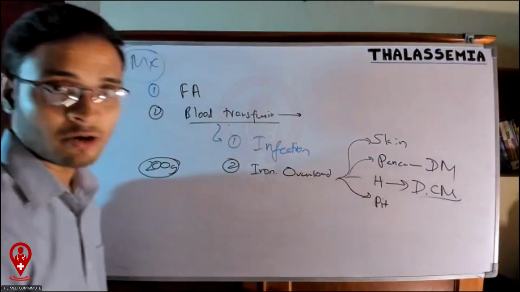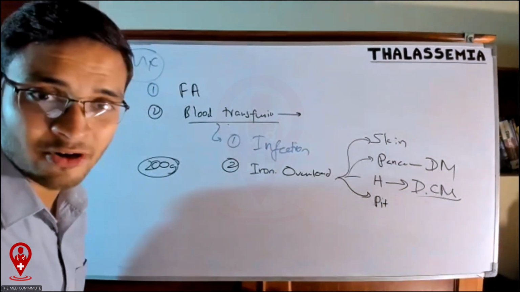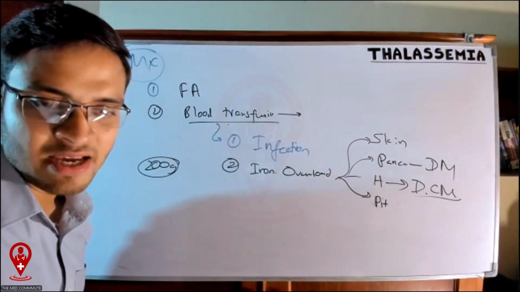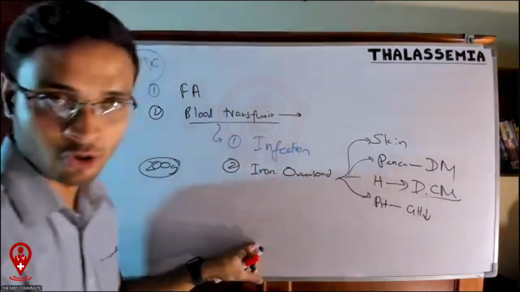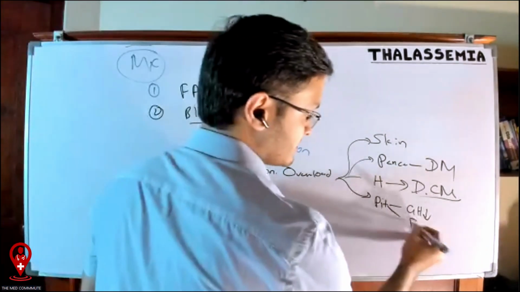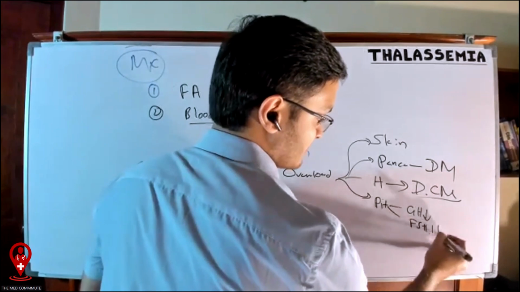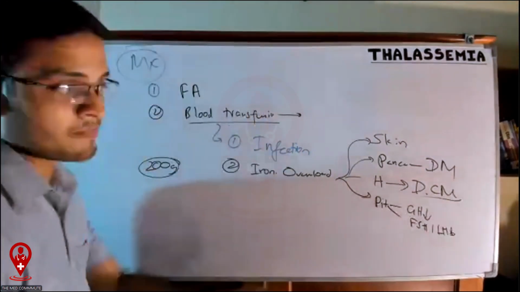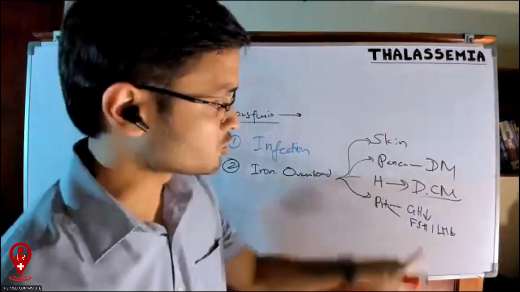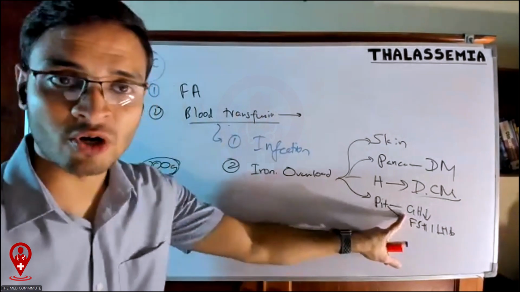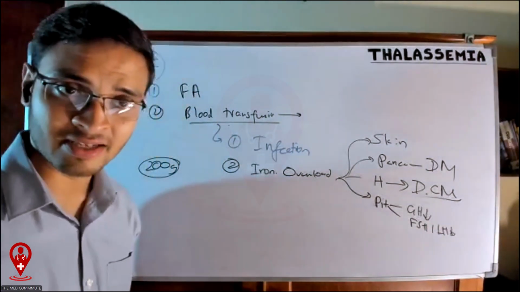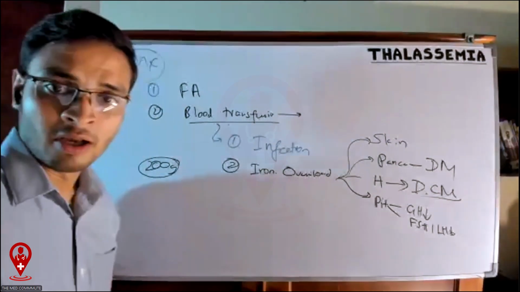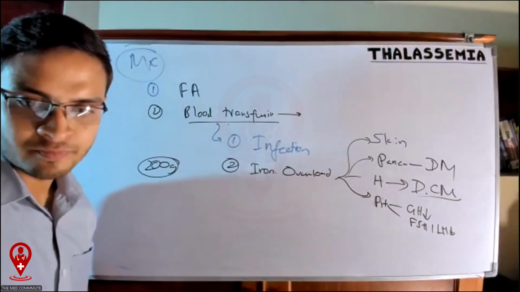Pituitary gland. Now, you all know the pituitary. This is our master endocrine gland. If it is involved, what can happen? Growth hormone reduces. FSH-LH will reduce. Like that, guys, multiple hormonal involvement will be there. So this is another reason why this child is going to get failure to thrive, growth retardation, absent secondary sexual characteristics. Multiple things can happen here.